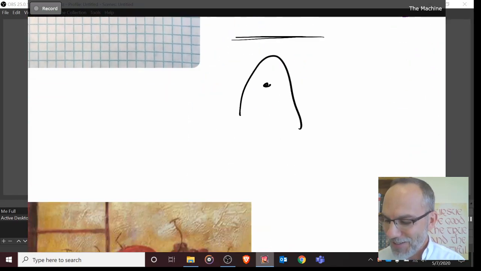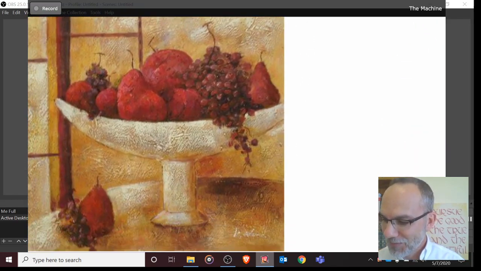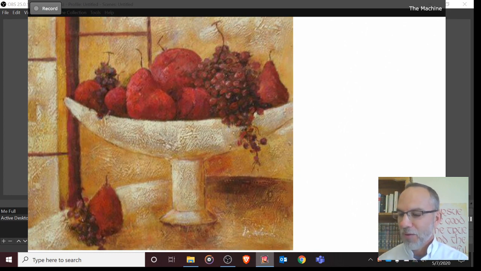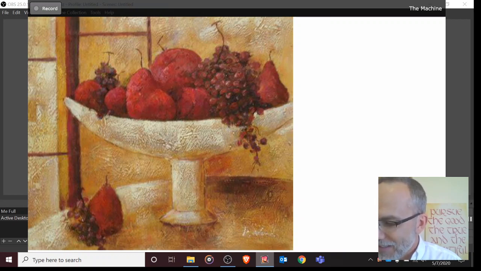But I thought, that's nice. All right, so here we go. Here's our fruit in the bowl on the table. Let's see if I can get in here and make it easily seen. I'll do blue, I'll make it bold, okay?